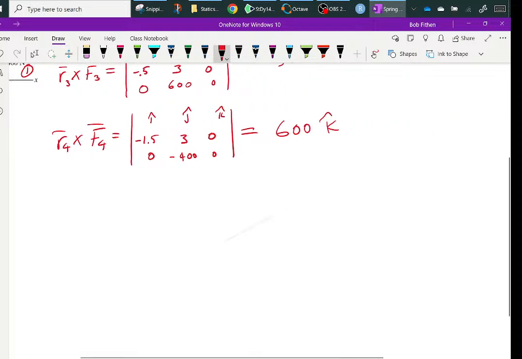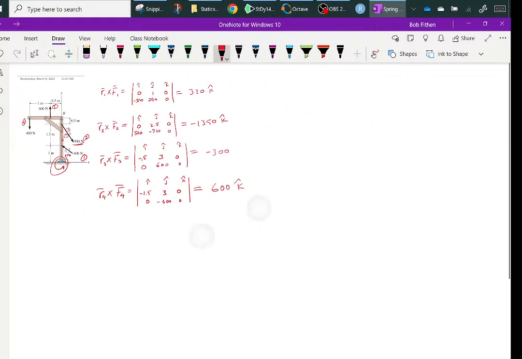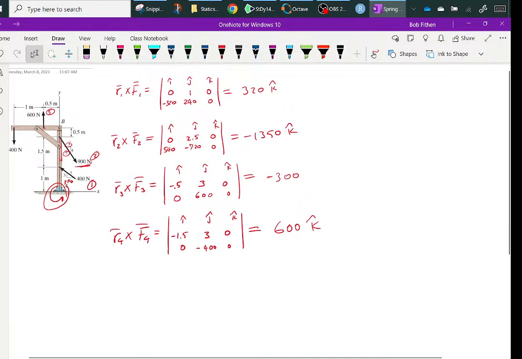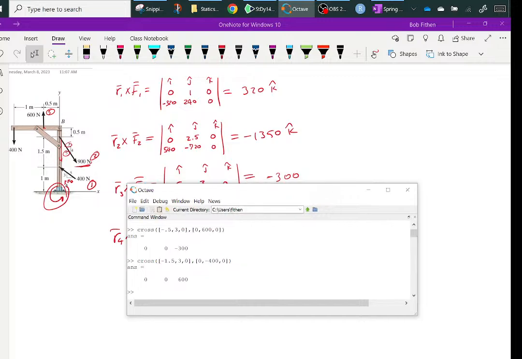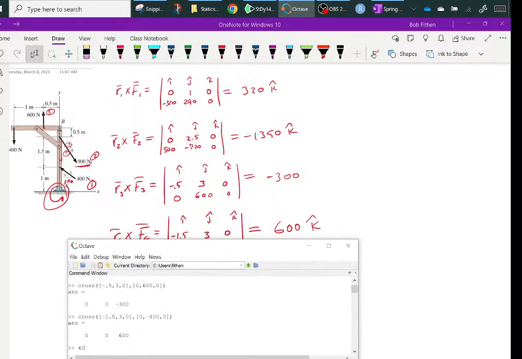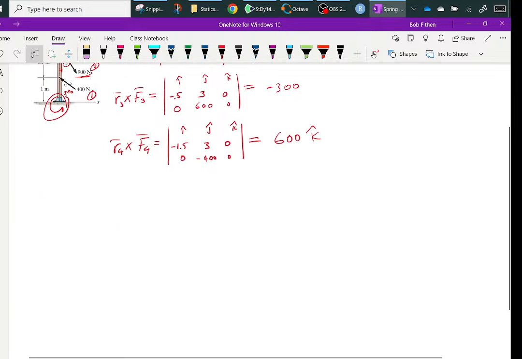And so I get 600. Okay. So if you add these, I don't feel like adding them. I'll just let MATLAB do it. 600 plus 320 minus 1350 minus a 300 minus 730.